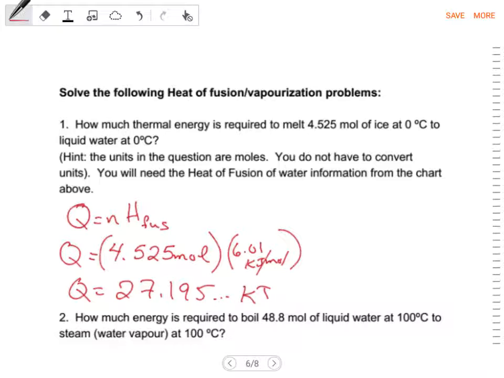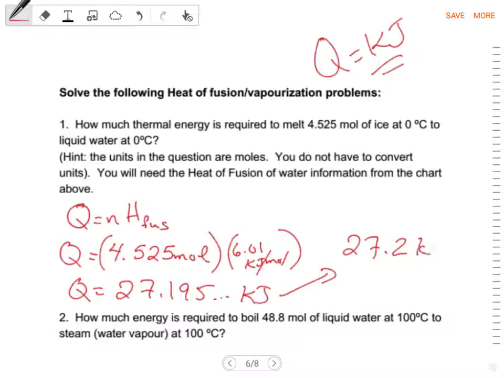27.195 kilojoules. Please remember, when we're dealing with heat of fusion, heat of vaporization, your Q value is in kilojoules. Please remember that. Significant digits, well, it's kind of an ugly example. They wouldn't go to 1, but so on. Let's say they even wanted to go to 3. That would be 27.2 kilojoules. That's kind of a weird example because of the 1 and 1. They're not going to do that to you.